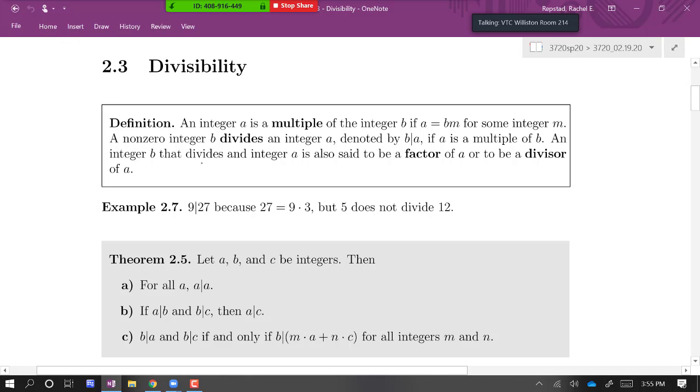We use the pipe to denote divides. So 9 divides 27. That's just a statement. It's a true statement because 27 is a multiple of 9. It doesn't tell you what multiple of 9 it is, that's on us. But saying 9 divides 27 just means that I can multiply 9 by some integer and get 27. 5 does not divide 12, and we would put a little slash through the pipe like we do to negate the meaning of any symbol.